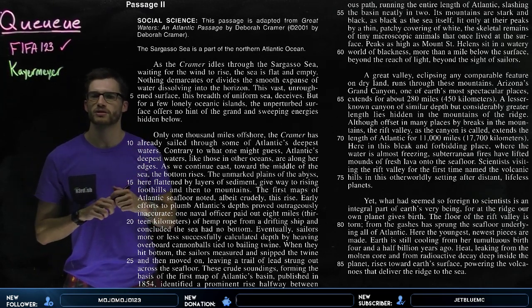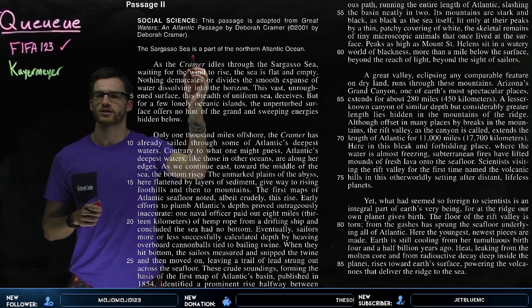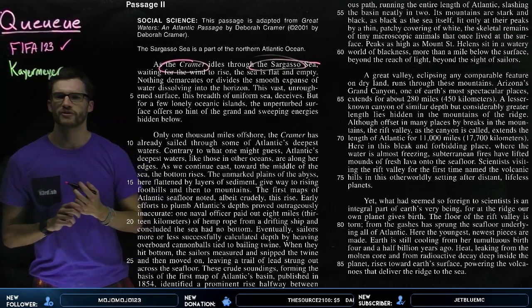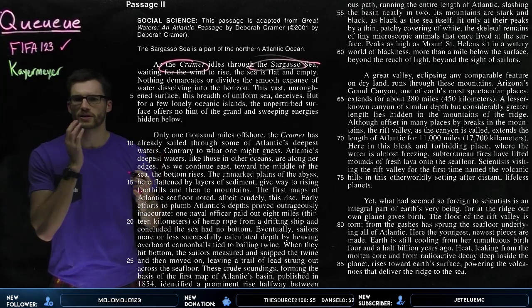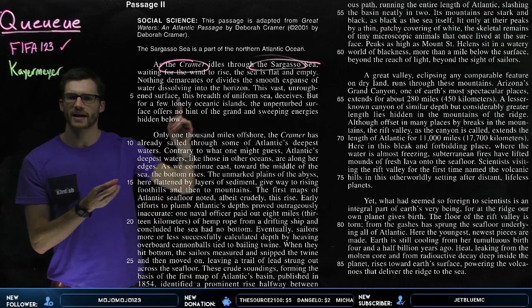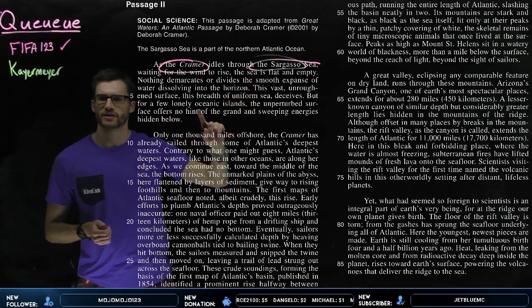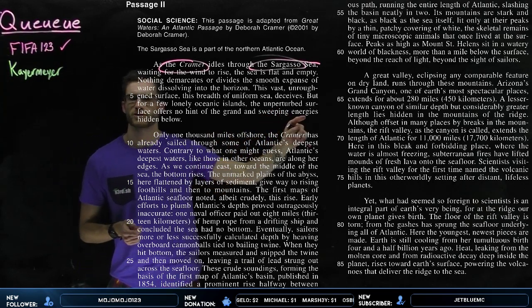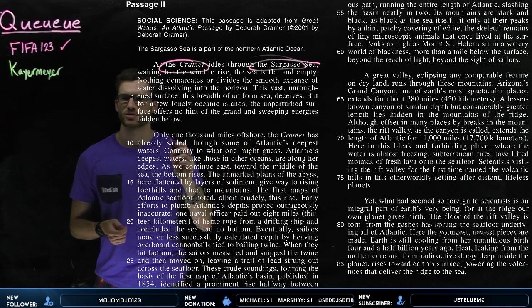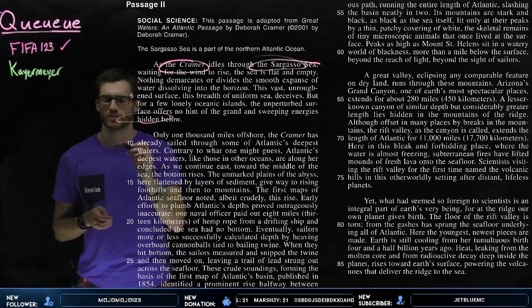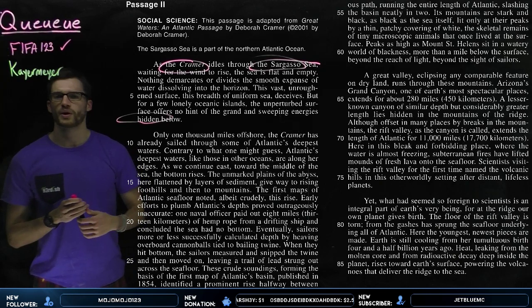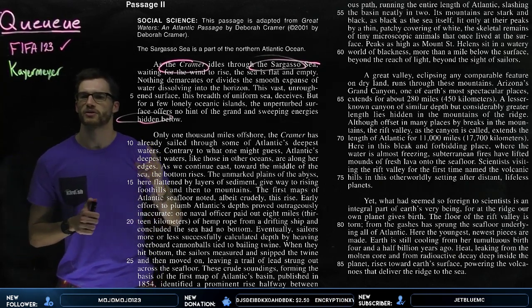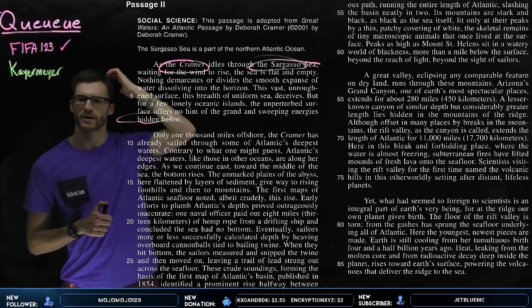So, as the Kramer idles through the Sargasso Sea. So we have the Kramer. I'm going to circle that. Seems like a boat because we're on the Sargasso Sea. Waiting for the wind to rise, the sea. Okay, so we're talking about the ocean. Great. I'm going to skip a couple lines. This vast and unroughened surface, yada, yada. Okay, so we're talking about the ocean here. And sweeping energies hidden below. Okay, that's an interesting little tidbit. Hidden below, I'm going to circle that. It seems a little ominous. Only 1,000 miles offshore, the Kramer has already sailed through some of the Atlantic's deepest waters. Also, I know this is a social science passage, so I'm keeping that in mind.